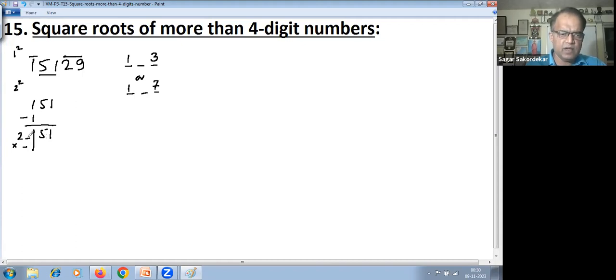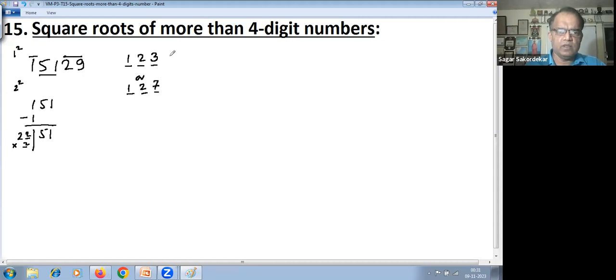If you put 1, 21 into 1 is 21, which is not near. But if you take 2, 22 into 2 is 44, which is very near. So again, it is very clear that it is 2. So it is 1, 2, 3, or 1, 2, 7.